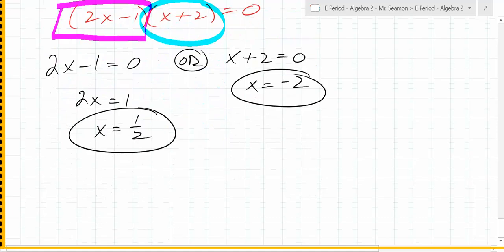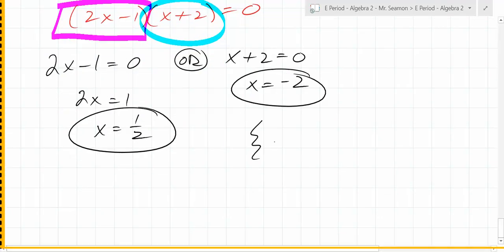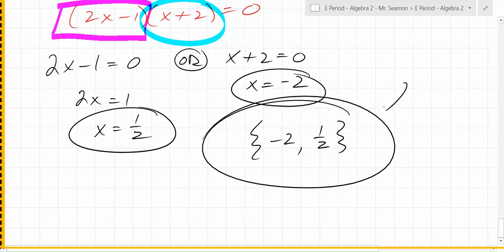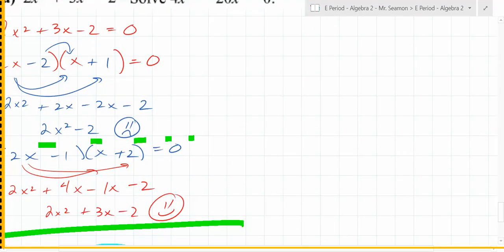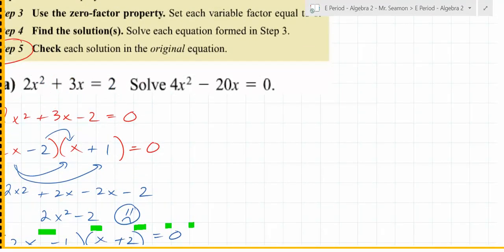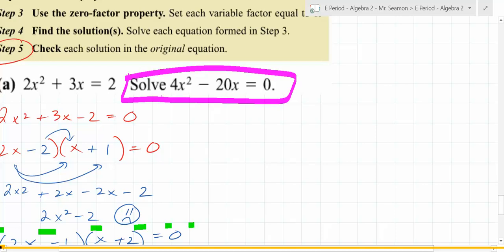And the way you could write that, remember set notation, everybody? Remember this? This would be the answer right there. Yay! Okay. How about you try, kids? Try this one right here. Try that one by yourself.